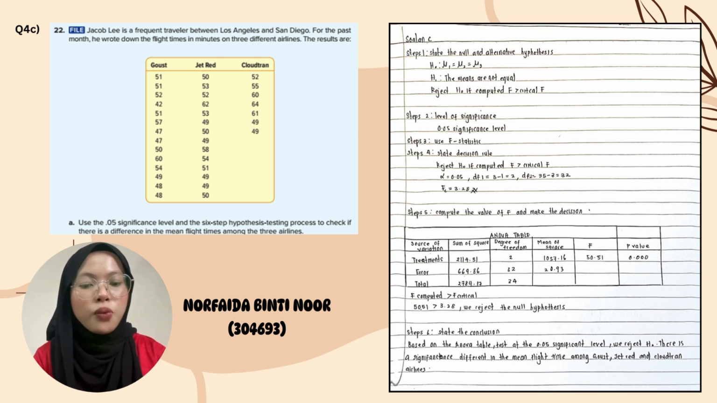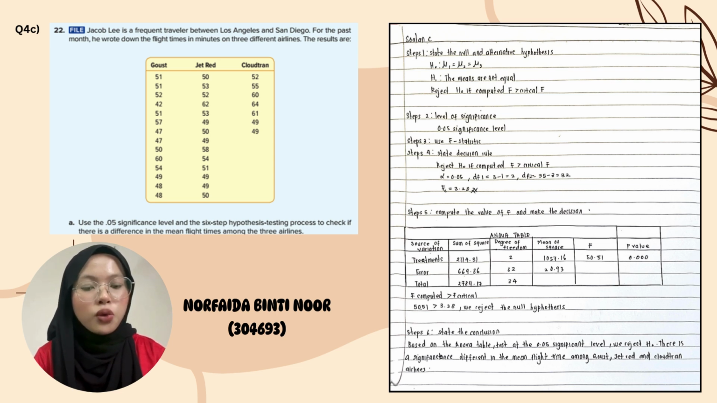For step 4, we need to state a decision rule. We reject the null hypothesis if computed F is higher than critical F, and our alpha significance is 0.05, our degree of freedom 1 is 2 and degree of freedom 2 is 32. Based on the table, we get the F critical as 3.28. For step 5, we need to compute the value of F and make a decision.